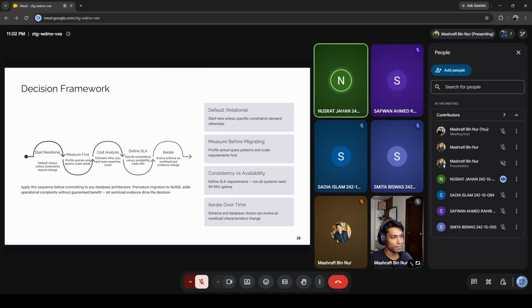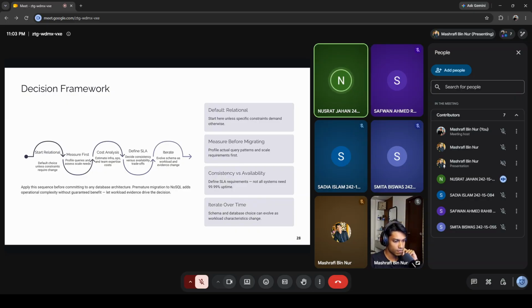Finally, this slide gives us a simple decision framework. First, we can start with a relational database by default unless there is a specific reason not to. Second, we should measure before migrating. Instead of assuming that NoSQL will automatically be faster, we should first look at our actual query patterns, workload, and scalability requirements. Third, we need to define our SLA and consistency requirements. We should ask ourselves how much consistency do we need, how much availability do we need, and what level of performance is required.